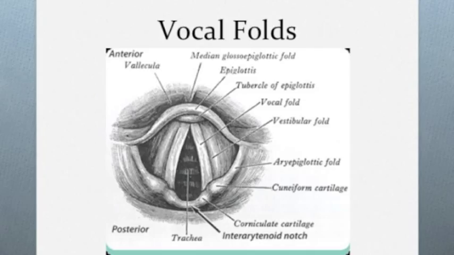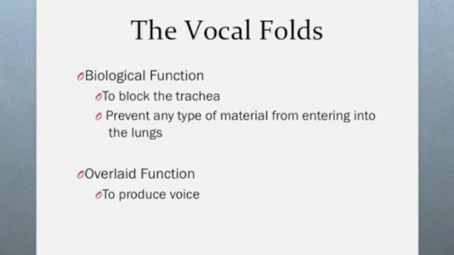The vocal folds are also a very important structure within the larynx. They run from the posterior midpoint of the thyroid cartilage and attach to the arytenoid cartilages, forming the shape of an upside-down V, as shown in the picture. The biological function of the vocal folds is to block the trachea and prevent any type of material, such as food or liquid, from entering the lungs. However, their overlaid function is to produce voice. The vocal folds are composed of mucous membranes, and the vocal ligament is located within the membrane. The area between the two vocal folds is called the glottis.